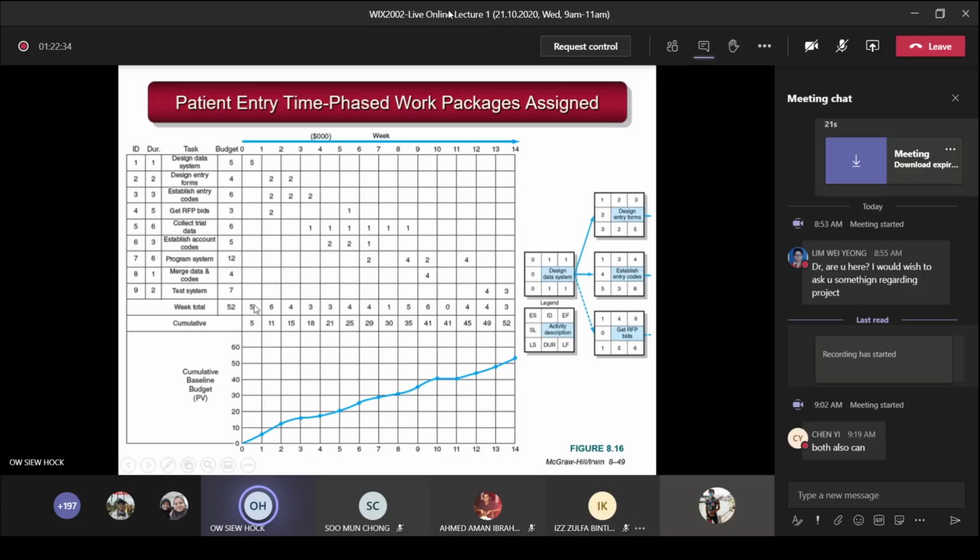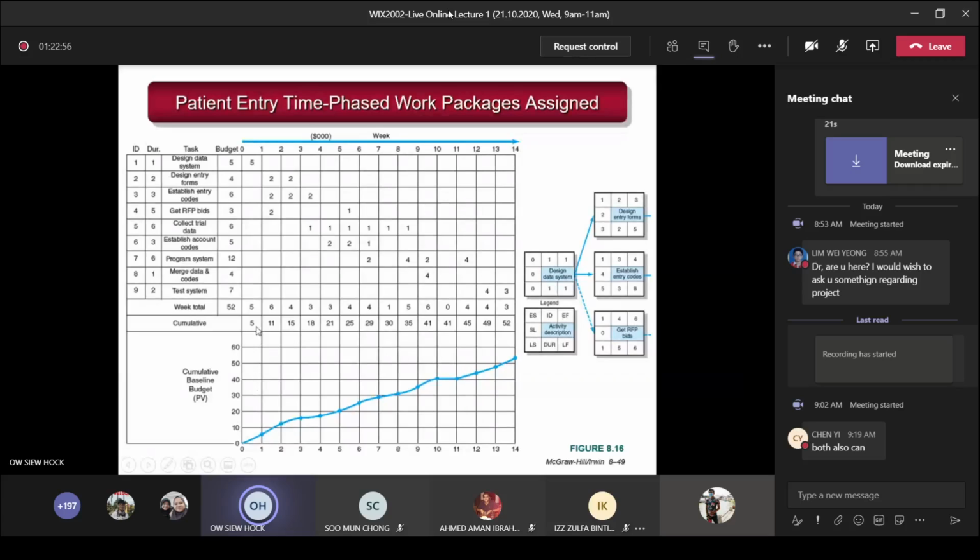And then here this is cumulative. You see 5, put here 5. This total 2, 2, 2 is 6. Just 5 plus 6 is 11. So the cost this way is cumulative. So the final total amount is 52,000. So this is called your baseline. You understand? It's called baseline. So this is called the cumulative baseline budget, PV. Okay, it's called PV, plan value.